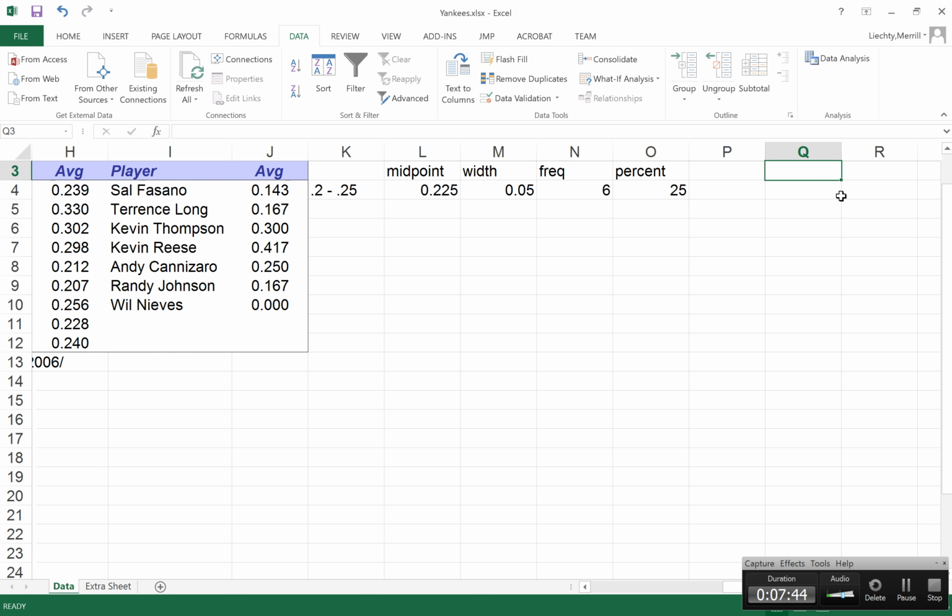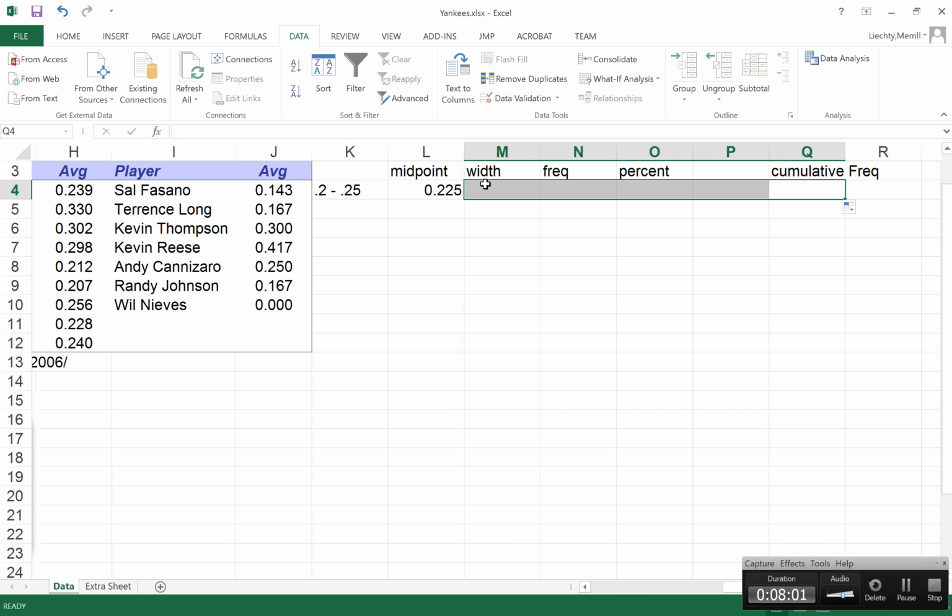And then finally they ask us, what's the cumulative frequency? So how do I find the cumulative frequency? What does that mean? That means I'm adding up, starting at the very bottom, and I'm going all the way up to and including this bin.